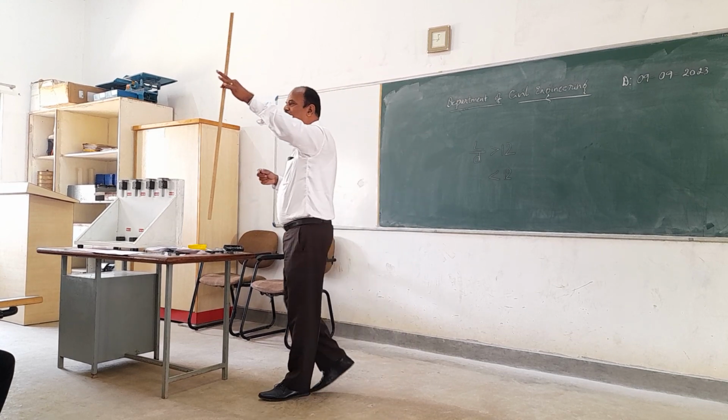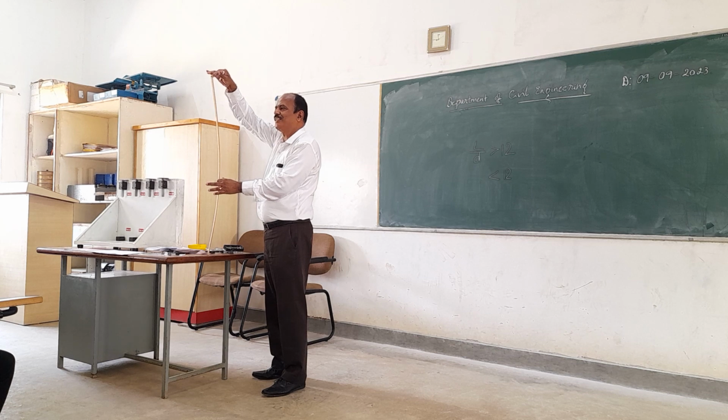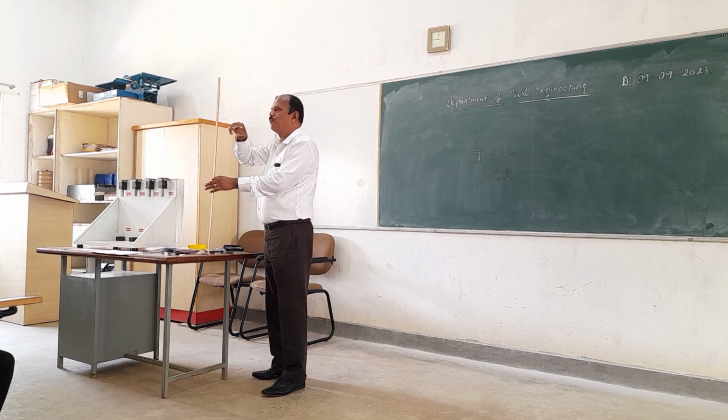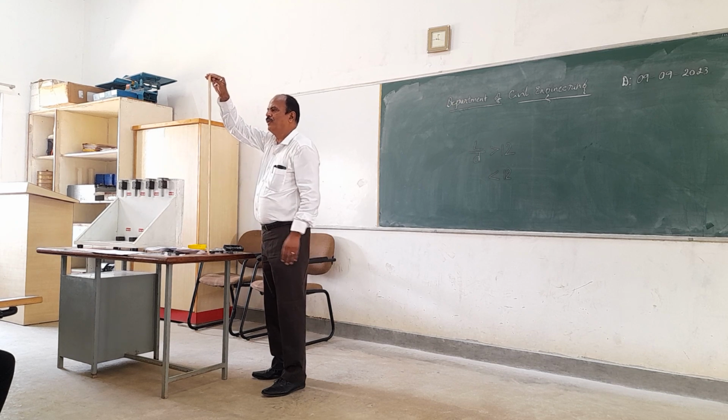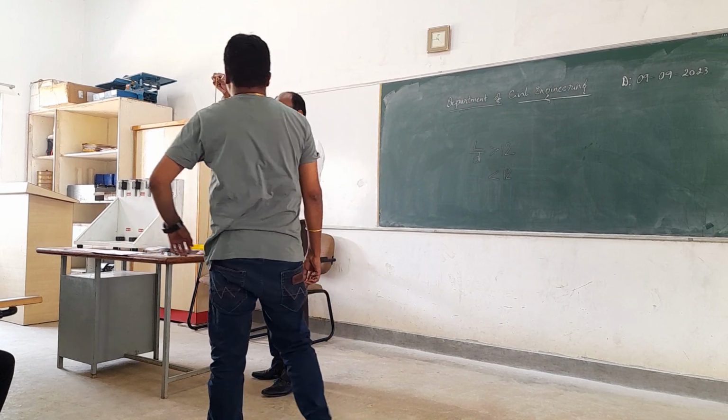Okay, look at this long column. When we apply a little load, it just starts to bend. And that particular load at which the column just starts to buckle, we call it the crippling load. Now see, when the length of the member is more, less load is needed for it to bend.